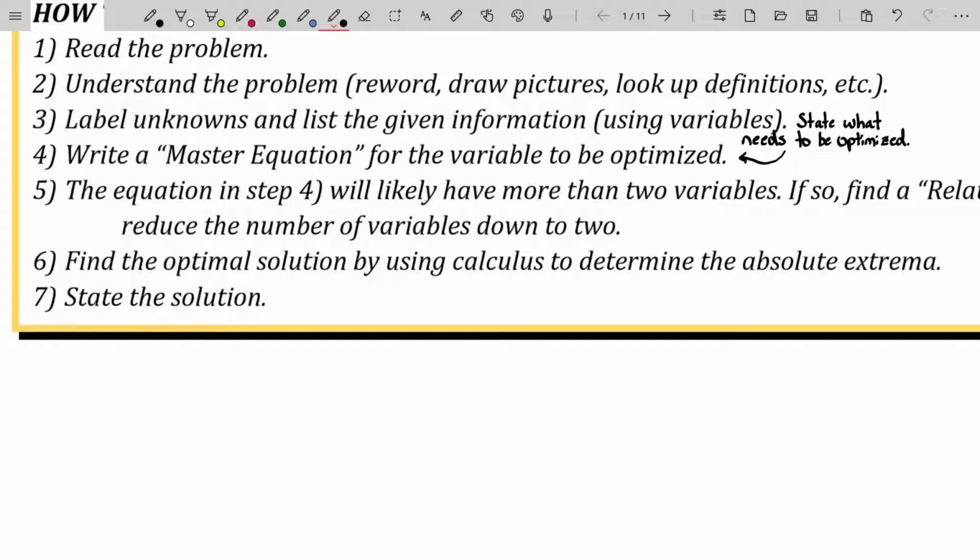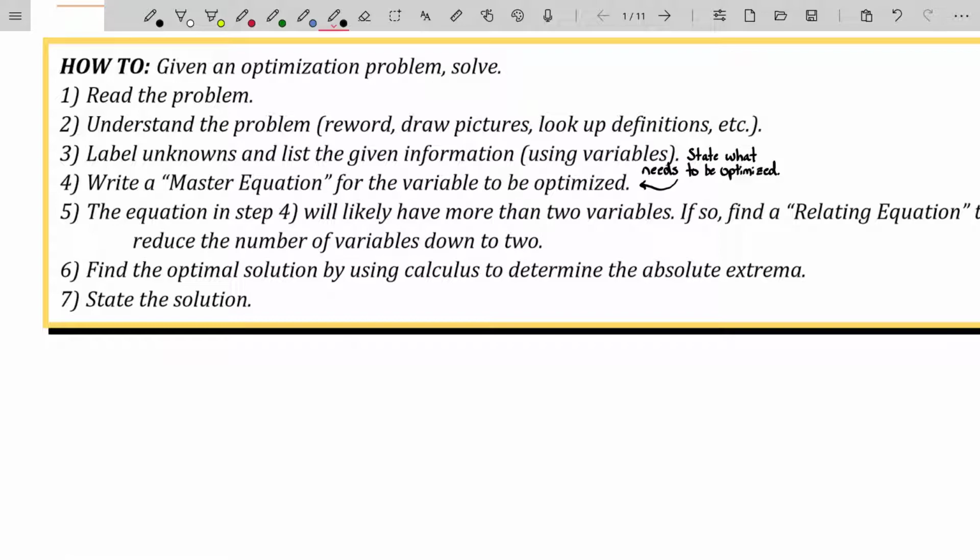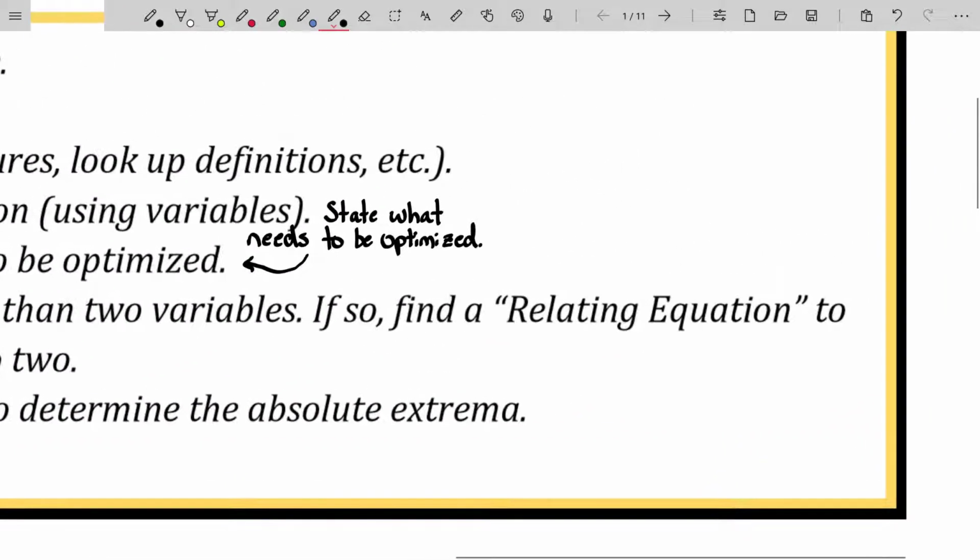Instead, we're doing optimization. So the equation in step 4, your master equation for the variable that needs to be optimized, likely has too many variables. For example, the volume of a cylinder is pi r squared h. We have 3 variables in this equation: V for volume, r for radius, and h for height.